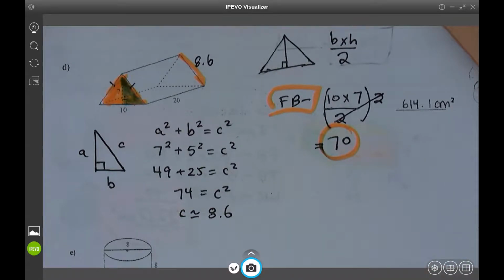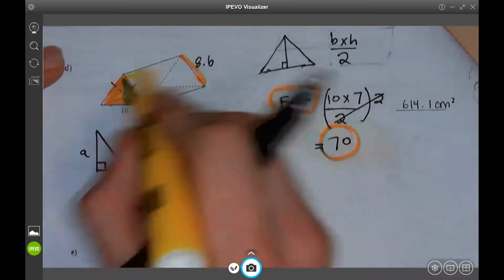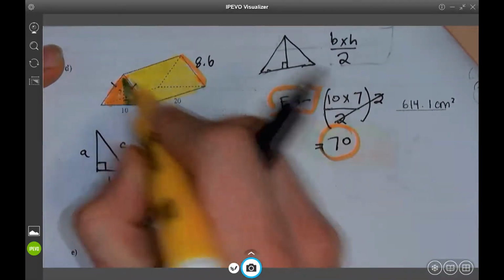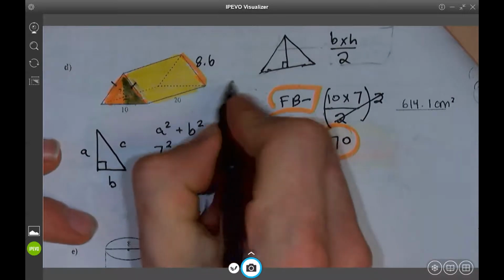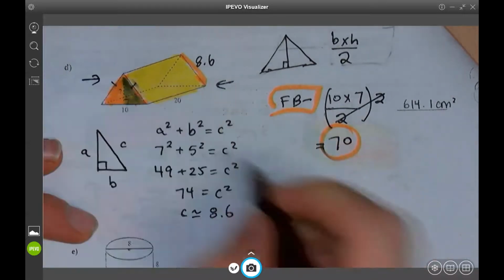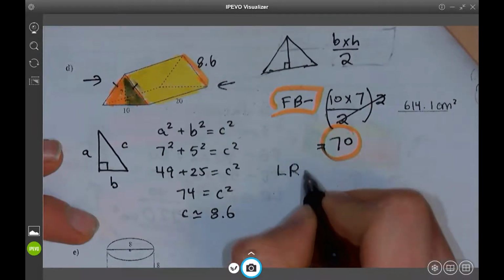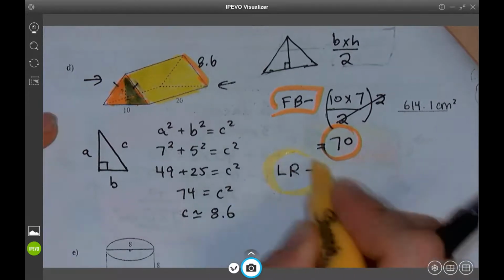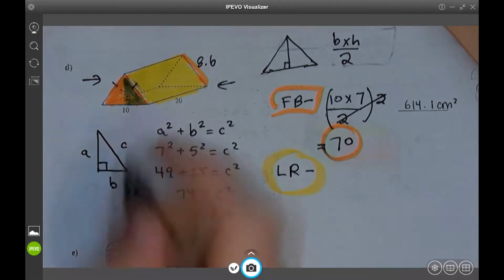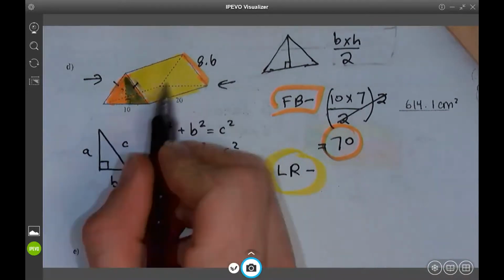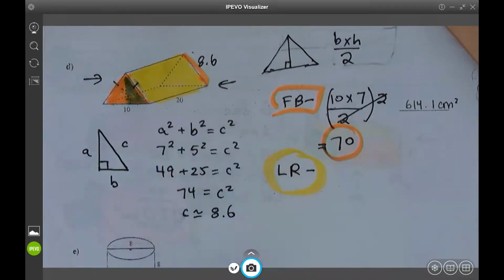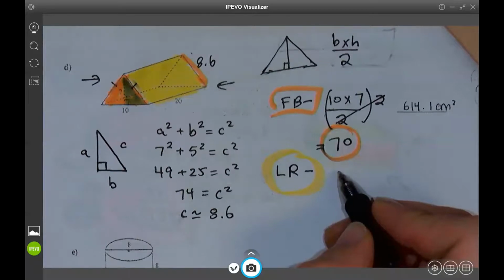All right, let's go ahead and do this face here. So we have, let's call this left, right. Now, left, right seems to me they're going to be the same. This is 20, length is 20. This is 8.6, that's 8.6. So these are going to be the same. So we're going to have two of these.